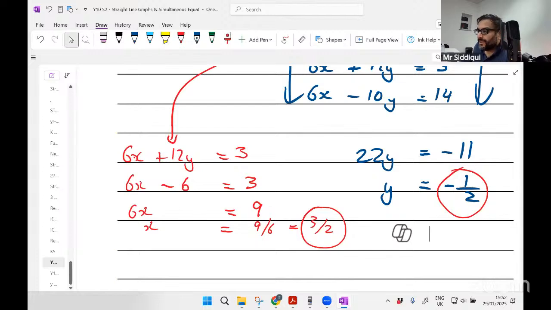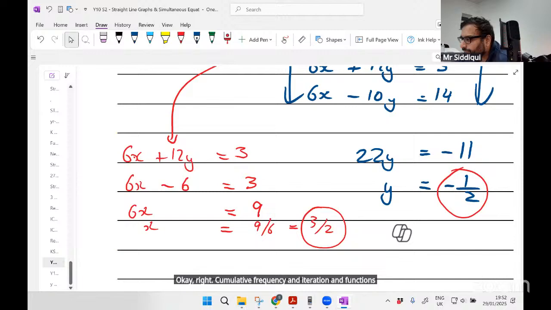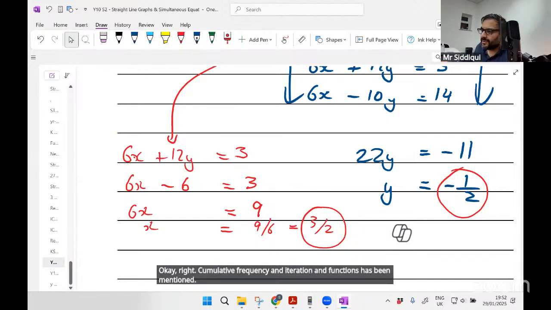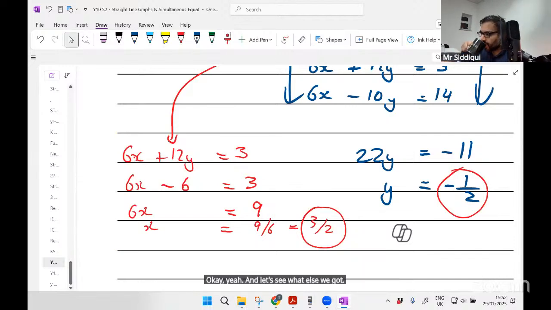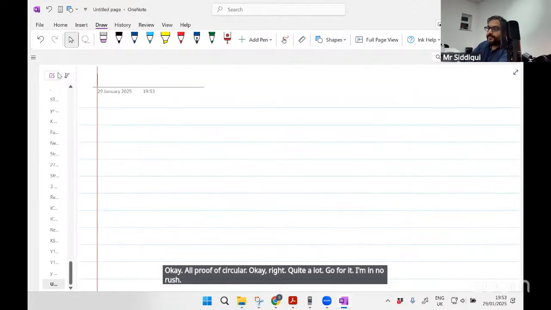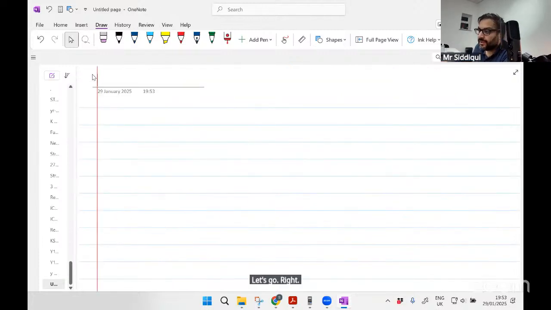Okay, right. Cumulative frequency and iteration and functions has been mentioned. Then trigonometry, or proof of circle theory. Quite a lot there. We go for it. I'm in no rush.